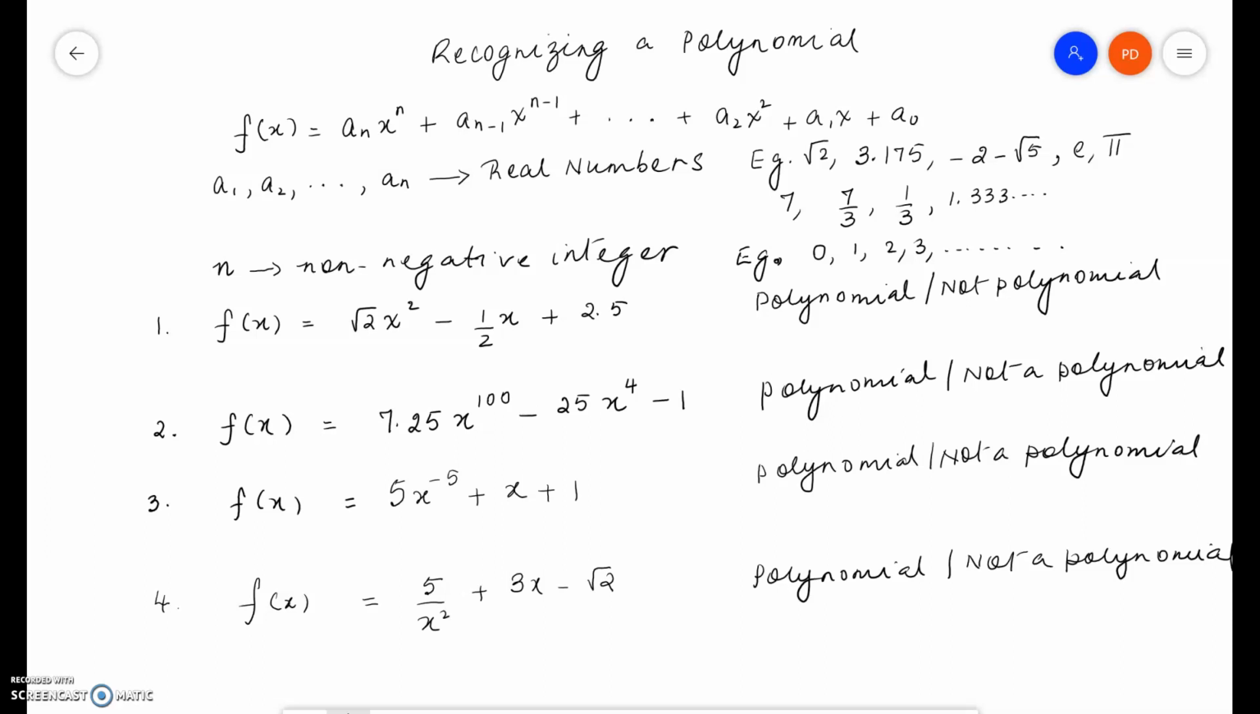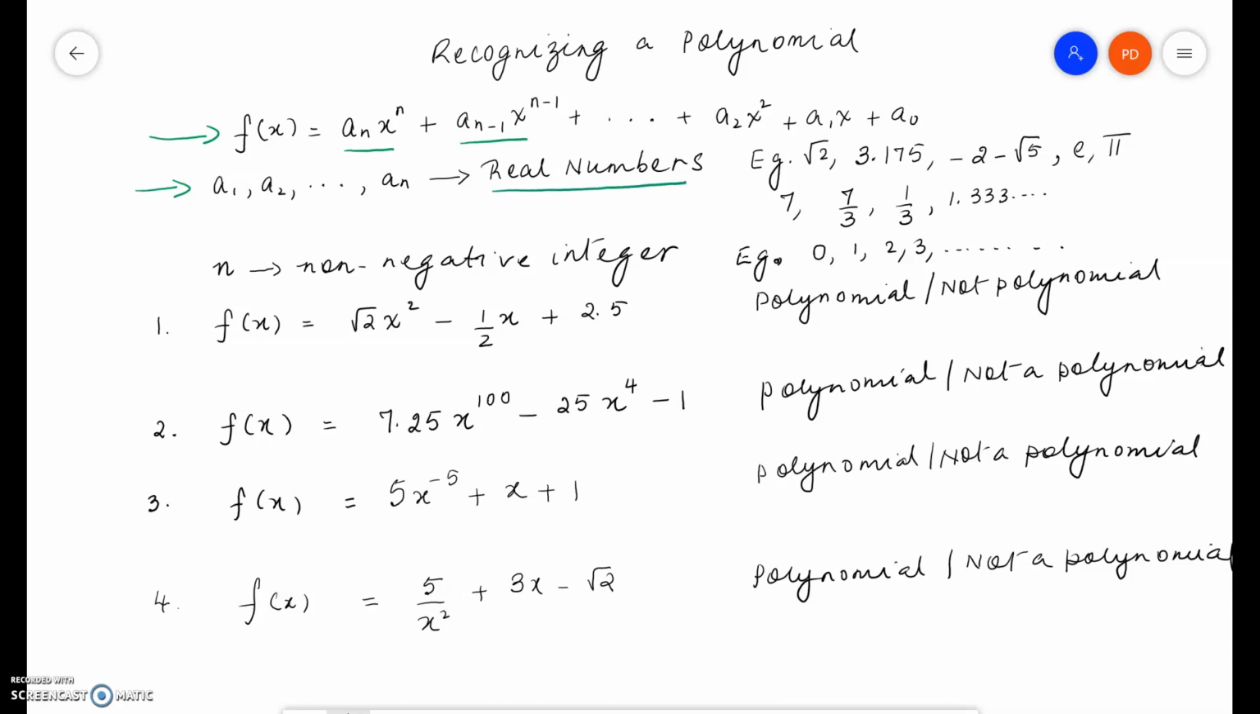Here we'll first understand the definition of a polynomial and then look at a few examples of functions and check if the functions are polynomials or not. So f of x is a_n x to the n, plus a_(n-1) x to the n minus 1, and it keeps going, plus a_2 x squared plus a_1 x plus a_0. Now, a polynomial looks like this as long as the coefficients of the x terms are all real numbers.